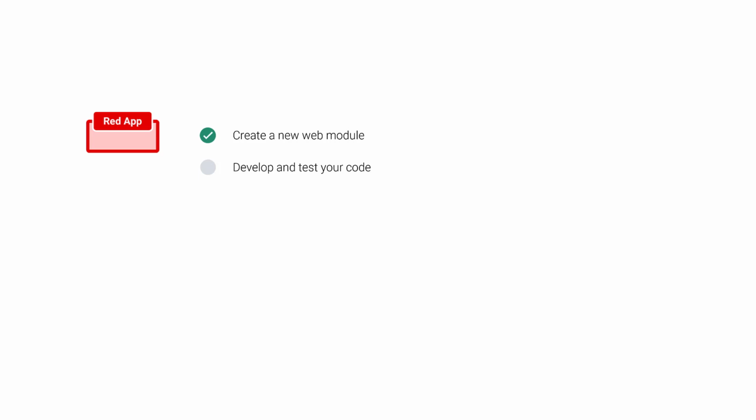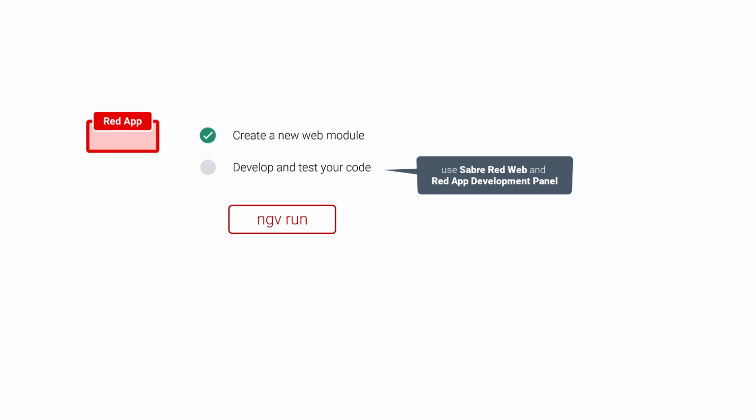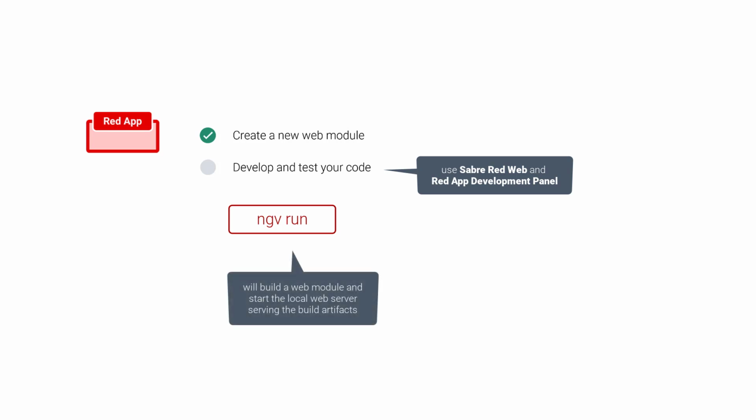At this point, we have already created a new web module, and now we would like to start developing and testing our code. The easiest way to do it is to use Sabre Red Web and Red App Development Panel. Let's start by going to our web module and running the ngv run command. ngv run will build our web module and start a local web server serving the build artifacts.